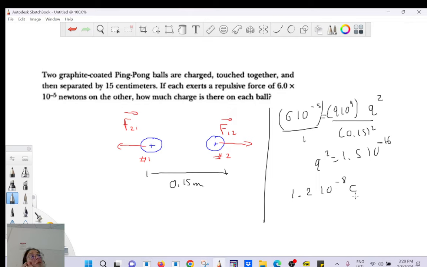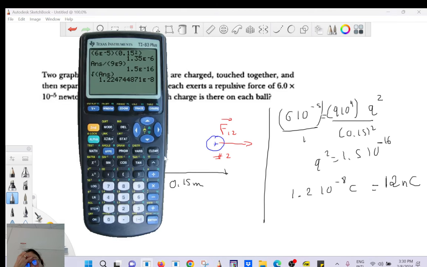If you want to have that in nanocoulomb, can you get me that in nanocoulomb? So you want to know how many nanocoulombs go into that? It's going to be 12, no? 12 nanocoulomb, right? To see how many nanocoulombs fit in, you divide by 10 to the negative 9, and you get about 12. So 12 nanocoulomb.